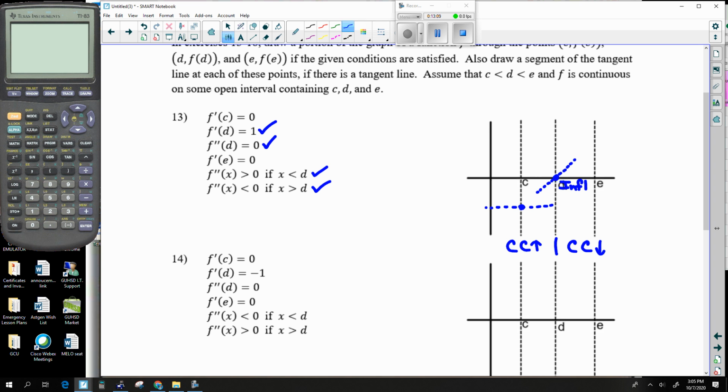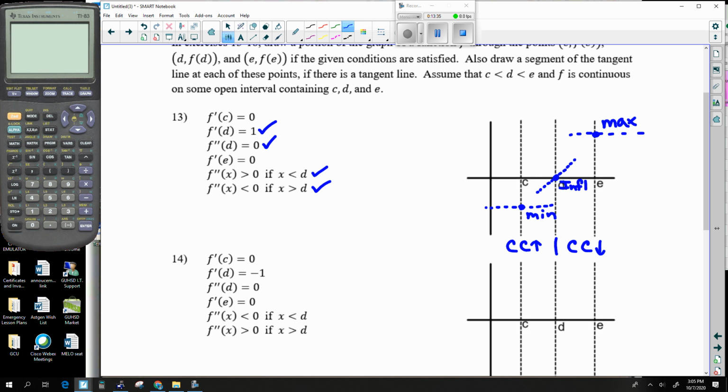Okay, so it's a critical point. It's the second derivative test. Similarly, on the E line, we got a derivative of 0. So again, a critical point on a concave down is most likely a max. Again, not all the time, but most likely. So this is most likely a min, and this is most likely a max.